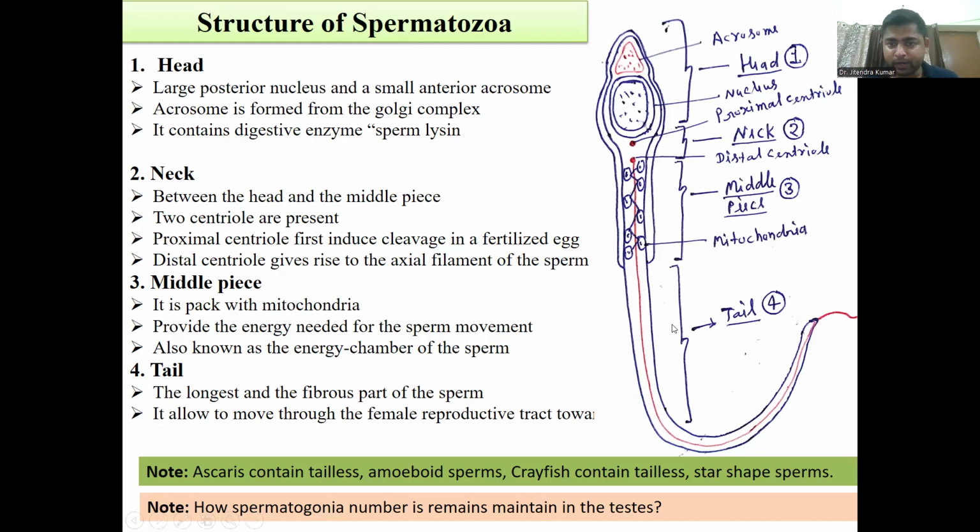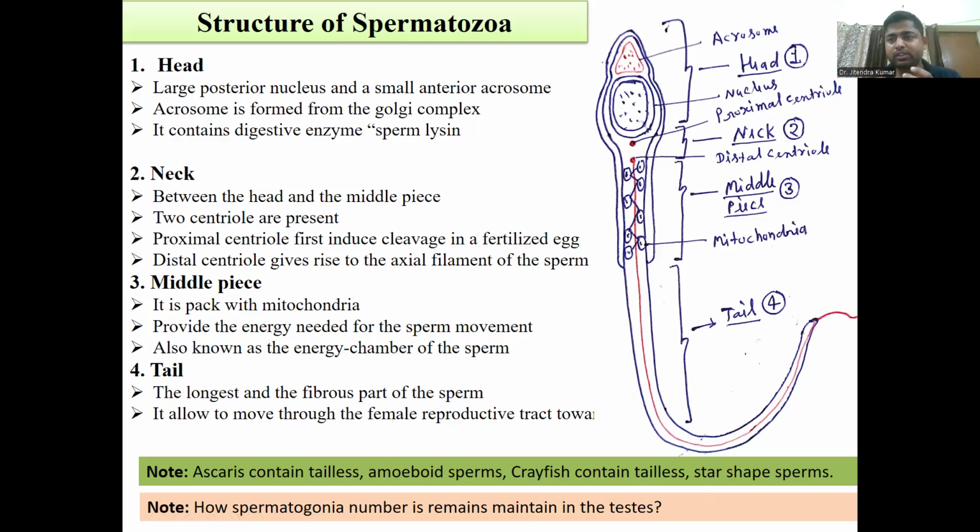And the last part of the sperm is the long fibrous tail. In most cases, the sperm contains a long tail, but there are some exceptions also, such as Ascaris. It does not contain a tail in the sperm. It contains amoeboid sperm. Similarly, crayfish also contain a tailless star-shaped sperm. So spermatogenesis is a highly active and continuous process.